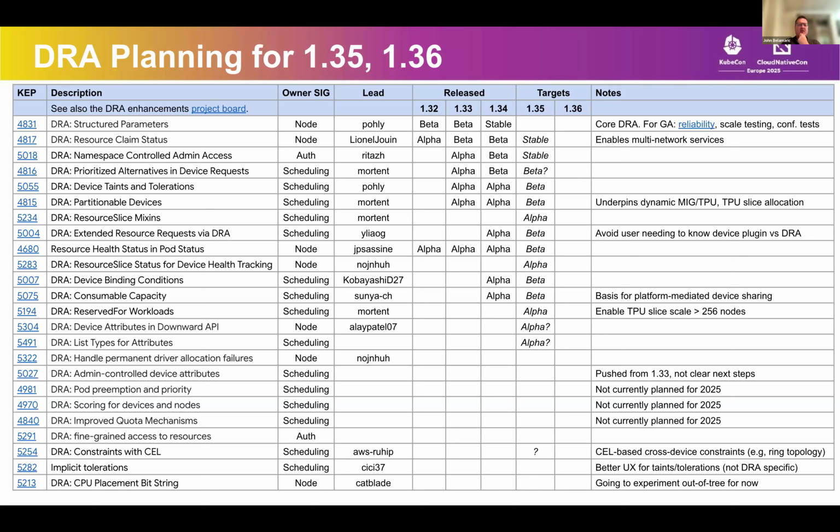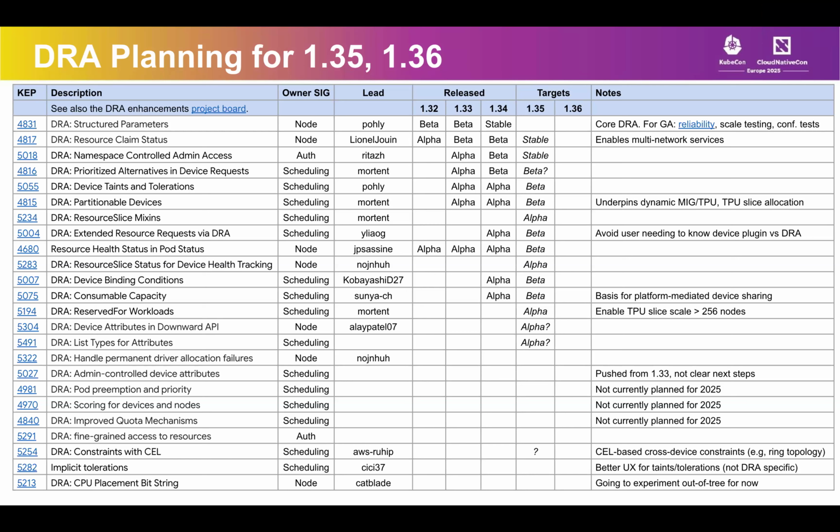Okay. Partitionable devices. Priority-wise, from my point of view, extended resources is top priority. But what do you think, Morten, on the partitionable? And Kevin, obviously you have an interest in this as well, trying to get that to beta. Yeah, I'd like to see us at least try, but I agree with you. Extended resources is number one, and then this would be number two from my perspective.